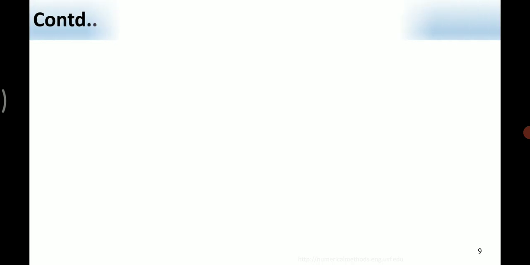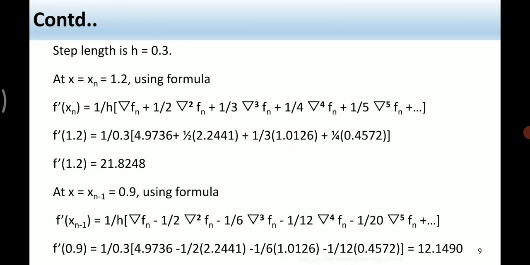The next, so here the step length, that is the h, is equal to 0.3. So h value is 0.3 and at x is equal to xn is equal to 1.2. So we have to compute for 1.2. So you use the formula, that is Newton's backward difference formula. So f dash of xn is equal to 1 by h into delta fn plus half into delta square fn plus 1 by 3 into delta cube fn plus 1 by 4 into delta to the power 4 fn plus 1 by 5 into delta to the power 5 fn, plus it goes on. So we substitute all the values and then we get the result, that is f dash of 1.2 is equal to 21.8248.